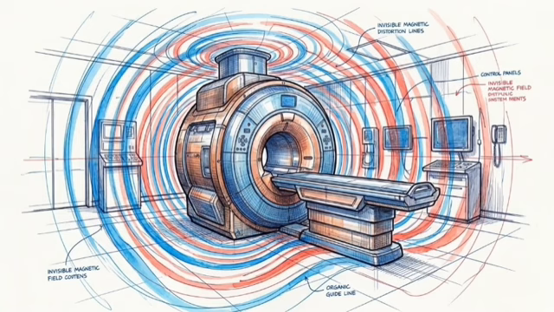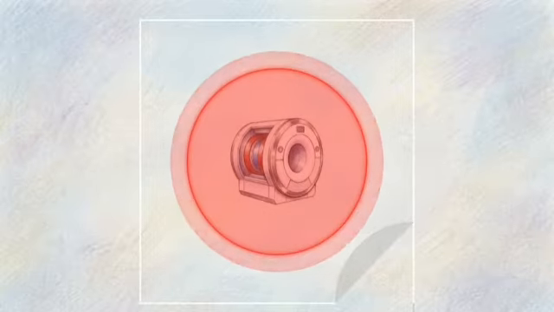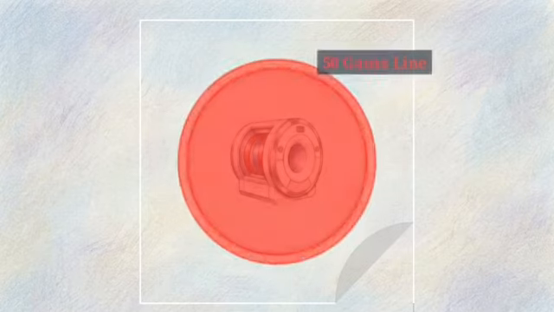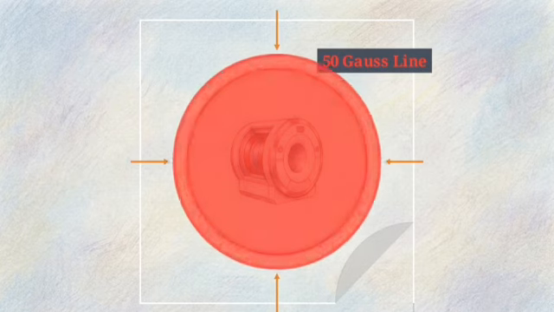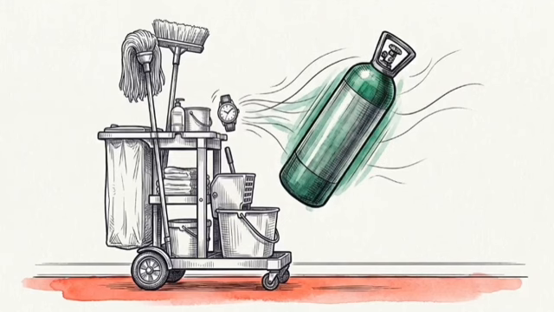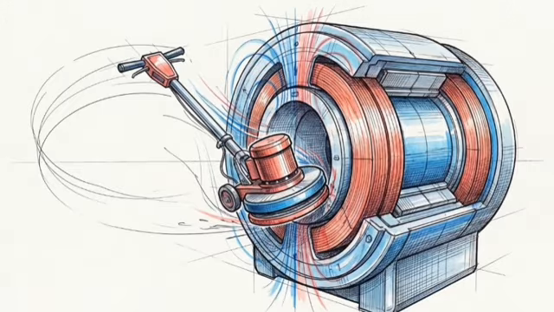Even when there is no patient in the room, the magnetic field is active. This creates an invisible threshold extending outside the physical machine, known as the 50 Gauss line. Cross this line, and the attractive force of the magnet becomes significant. Any ferromagnetic object that breaches this perimeter, from a tiny watch or an oxygen cylinder to a heavy commercial floor buffer left by a cleaning crew, will be violently accelerated into the magnetic field. This is known as the projectile effect.